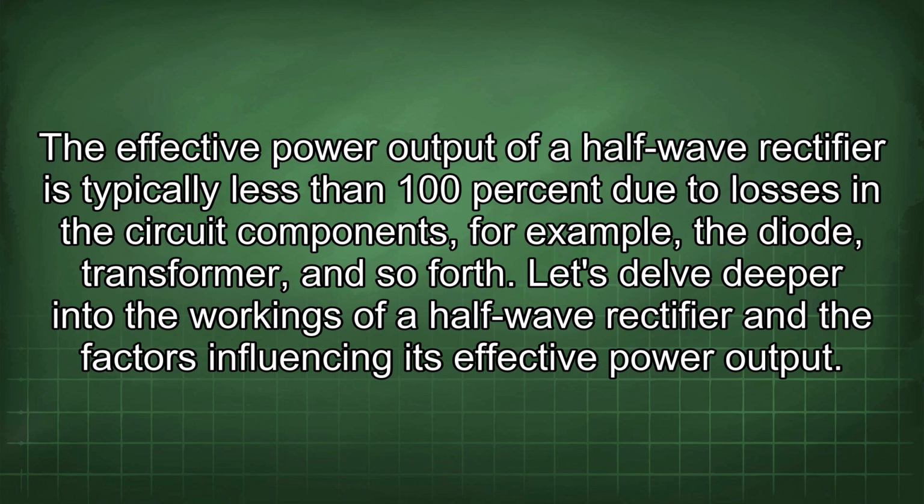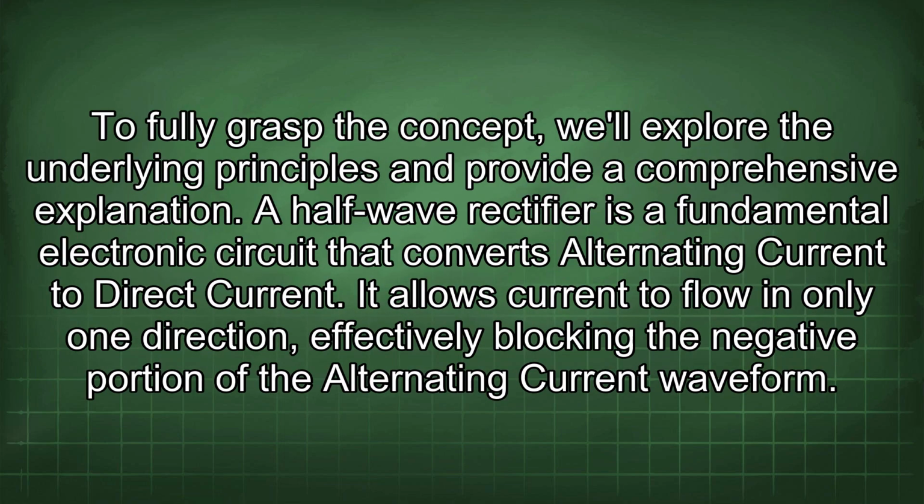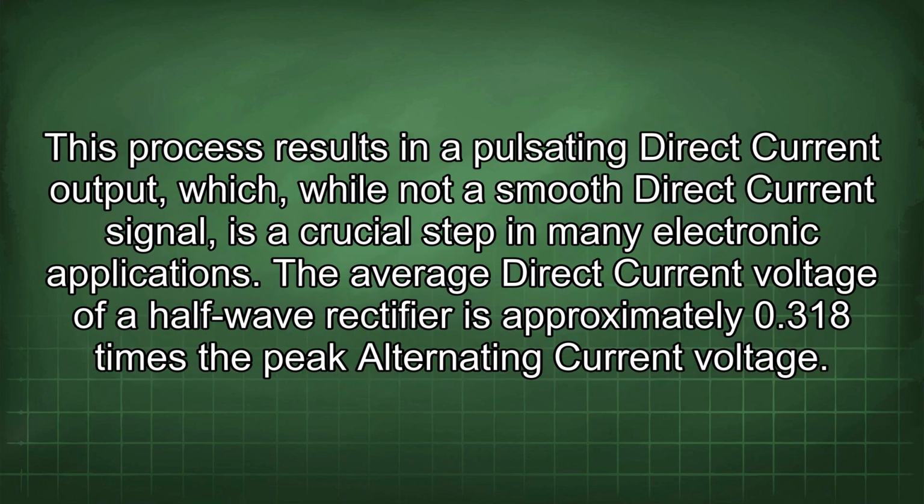Let's delve deeper into the workings of a half-wave rectifier and the factors influencing its effective power output. To fully grasp the concept, we'll explore the underlying principles and provide a comprehensive explanation. A half-wave rectifier is a fundamental electronic circuit that converts alternating current to direct current. It allows current to flow in only one direction, effectively blocking the negative portion of the alternating current waveform. This process results in a pulsating direct current output which, while not a smooth direct current signal, is a crucial step in many electronic applications.